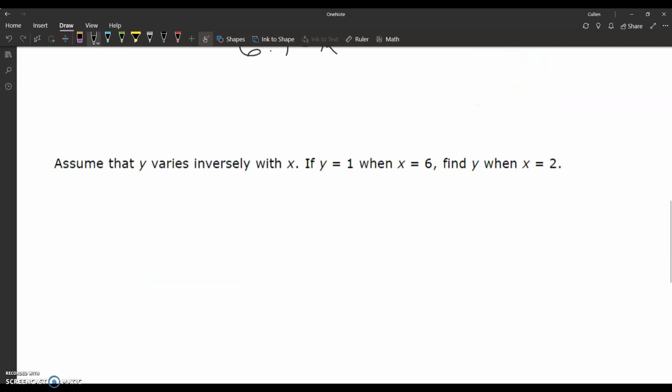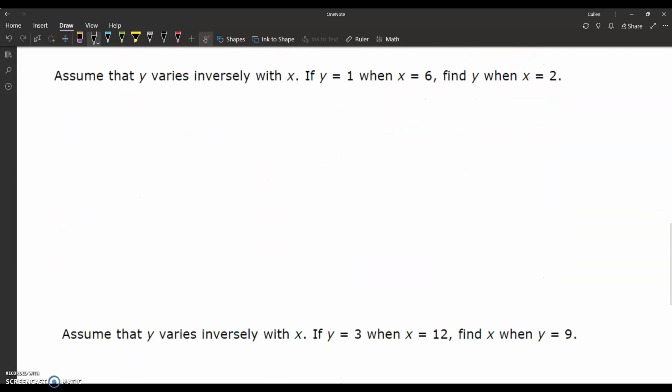Let's go look at a couple of other problems it asks you to do. So these two problems are going to ask you to go a step further. It'll tell you this first relationship between x and y. Obviously, since we're doing inverse, these are all going to be the k over x equations. If you start mixing them up, it does get a little confusing. But these are all y equals k over x.